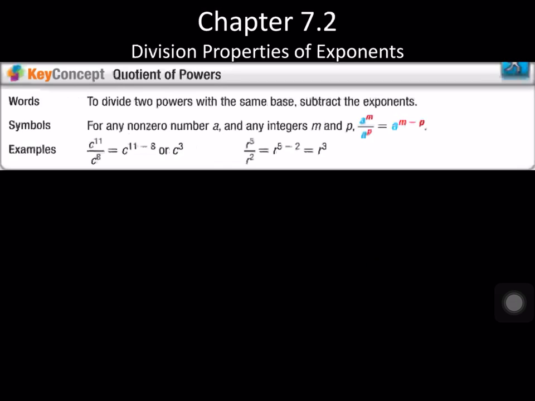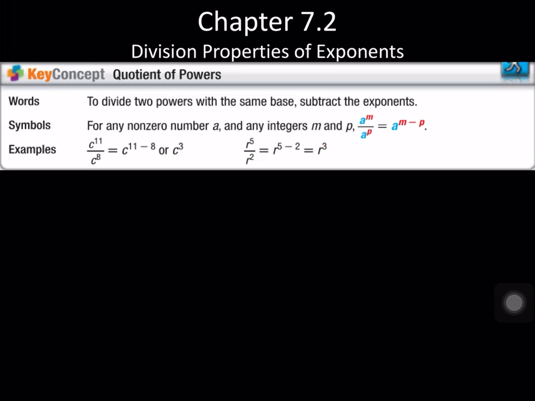Maybe we've not seen these yet, or maybe haven't seen these in a while, but notice that we're dividing. And so with division, same base, we subtract exponents. So c to the 11th divided by c to the 8th reduces to 11 minus 8, or c cubed. Okay, r to the 5th over r squared. 5 minus 2 is r cubed.